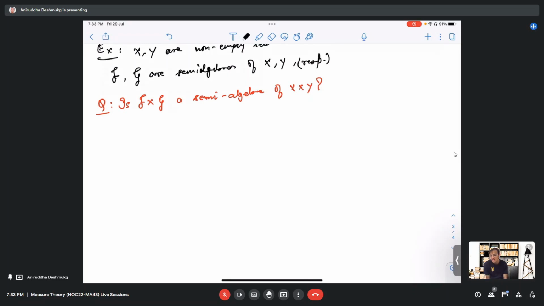Okay, so let us again go step by step. Let us first see whether the empty set is in F cross G. Is it there? Yes, sir, because F and G are both semi-algebras, they both contain the empty set. Right, and the empty set Cartesian product the empty set is empty, so the empty set is inside F cross G. Okay, so we have this. What about X cross Y? Is X cross Y in F cross G? Yes, sir, because of the same reasoning: X is in F, Y is in G, so X cross Y is in F cross G.